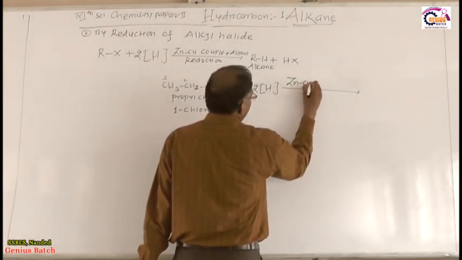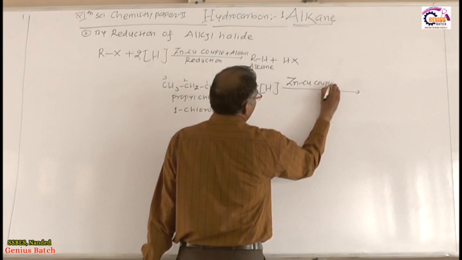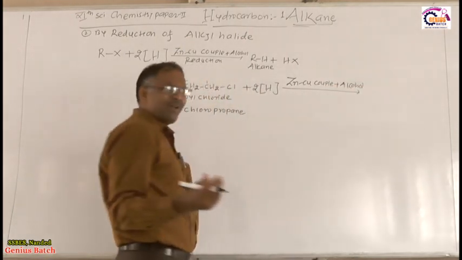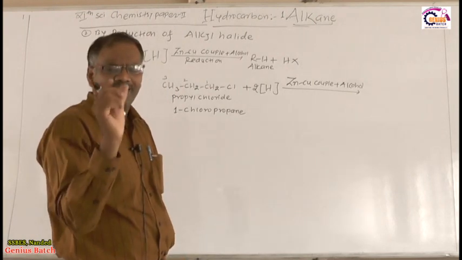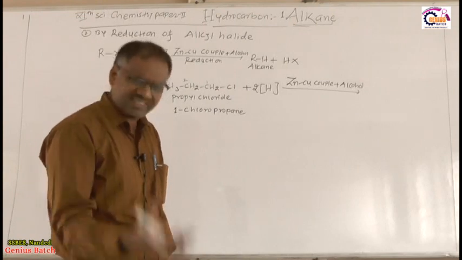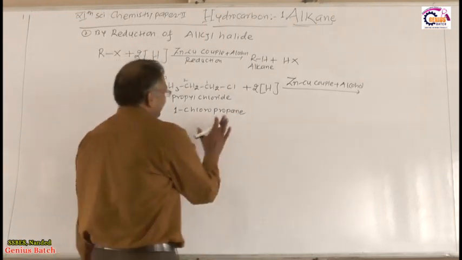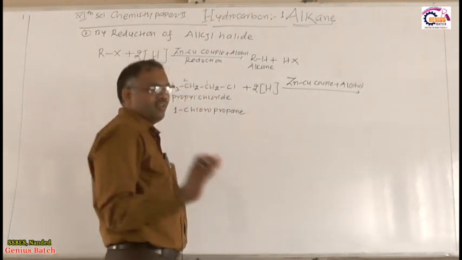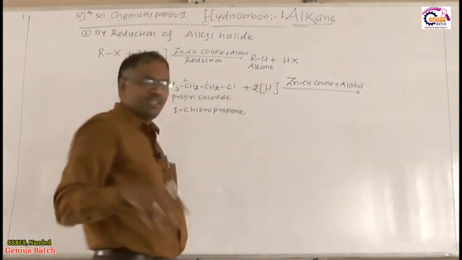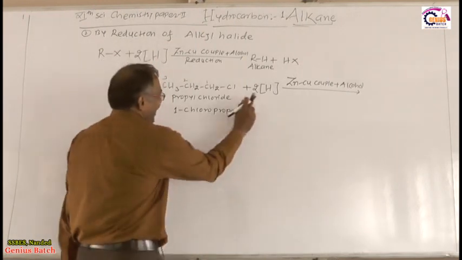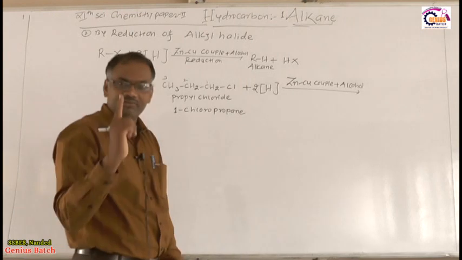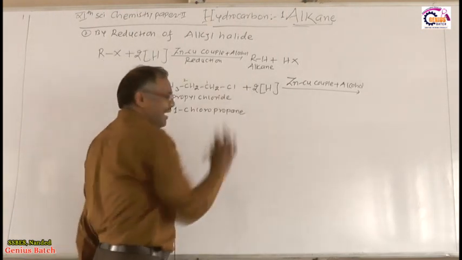So zinc-copper couple plus alcohol. Couple in the sense two metals are combined, zinc and copper, so therefore it is a couple. Then this is the nascent hydrogen. What is the process? We have to add 2 hydrogen atoms to this n-propyl chloride, right? So add 1 hydrogen to this alkyl group, so this alkyl group is the propyl group. 1 hydrogen is added, another hydrogen is added to this chlorine.